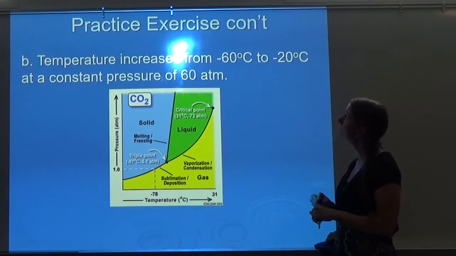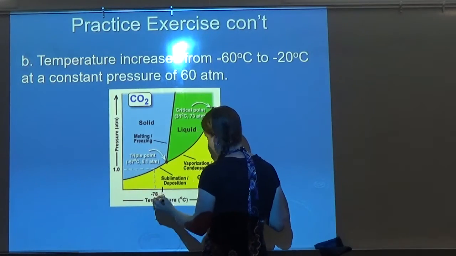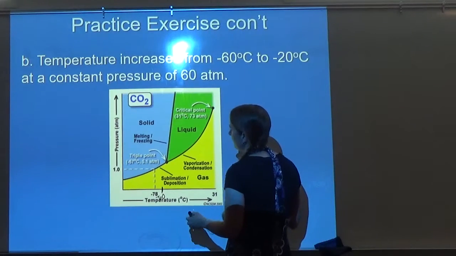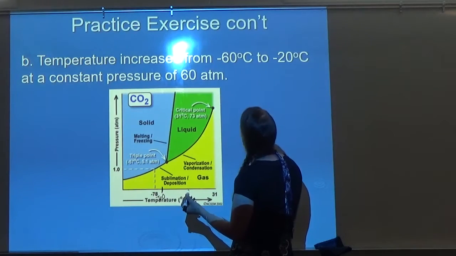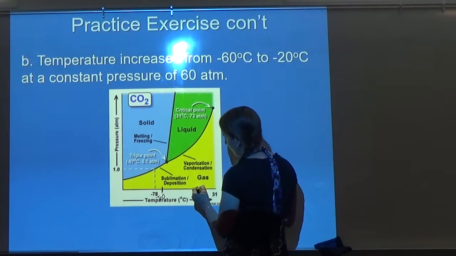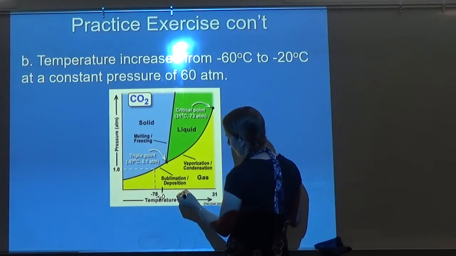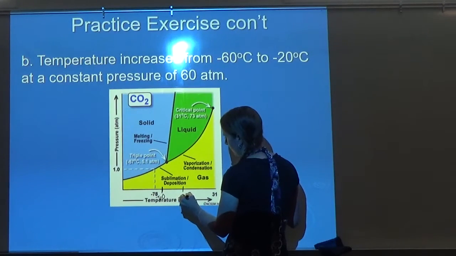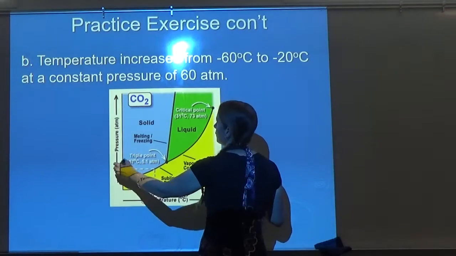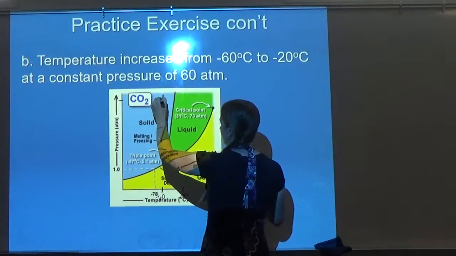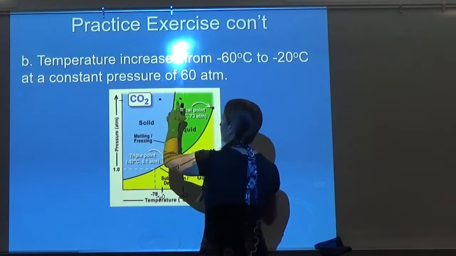So it says temperature increases from negative 60 to negative 20. So again, I can't see exactly where negative 60 is, but I can assume it's here. This says 31, and then it tells me critical points at 31. So I'll just assume that negative 20 is maybe about right here. Sorry, we're not at negative, oh yeah, we are, negative 20. So we have negative 60, so maybe negative 20 is about right here. At constant pressure of 60 atm. So again, here's 1, so I'll just assume 60 is way up here. So we're starting at negative 60, and we're going to negative 20. So I'm going from here to here.